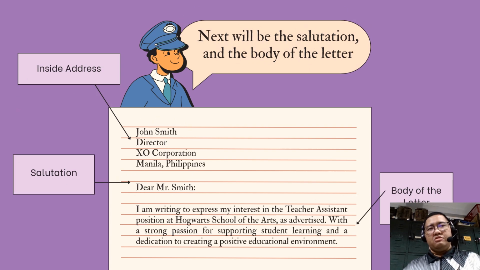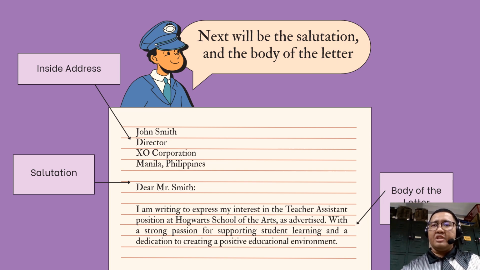Now let us proceed to the other parts of the letter. Let's begin with the salutation. The salutation, of course, is your simple greeting to the person that you're writing the letter to. So let's start with Dear Mr. Smith. If you're using Mr., Miss, or Mx., it is always partnered with the last name of the person that you're writing the letter to. And then instead of using a comma, since this is a formal letter, we're using a colon, or the two dots. Okay? And then after that, you're now to write the body of the letter.